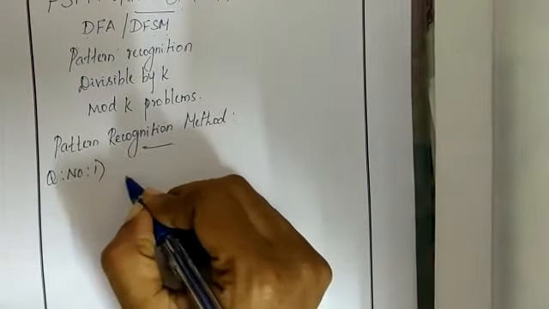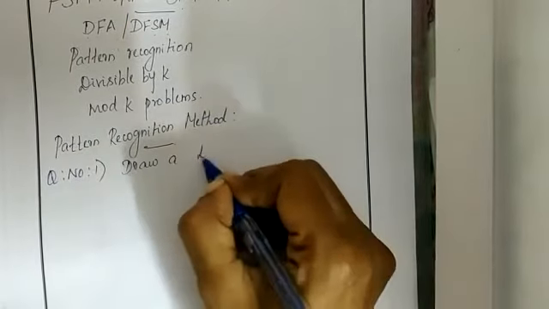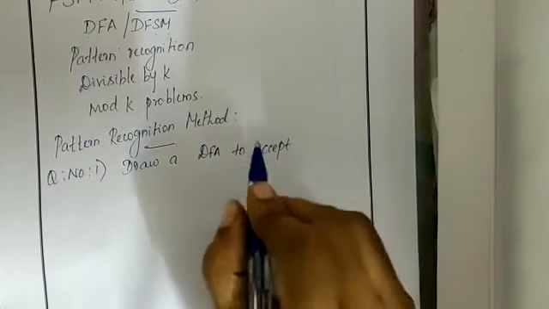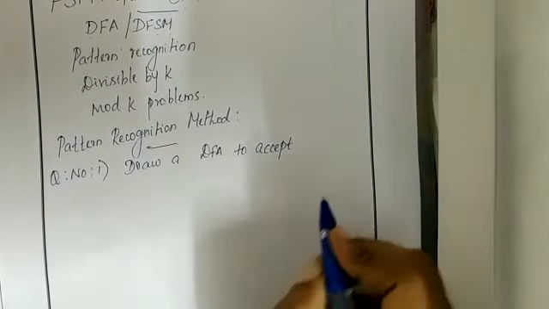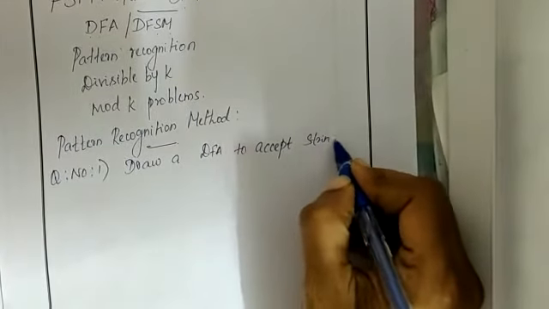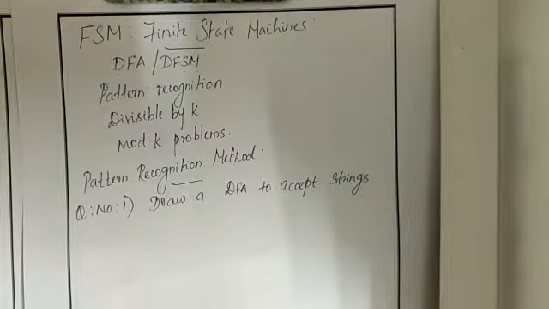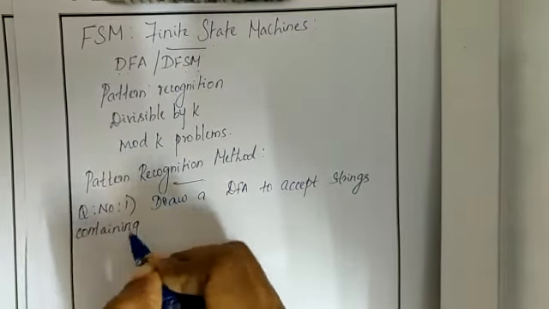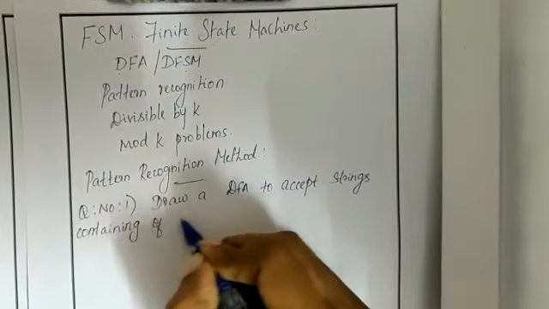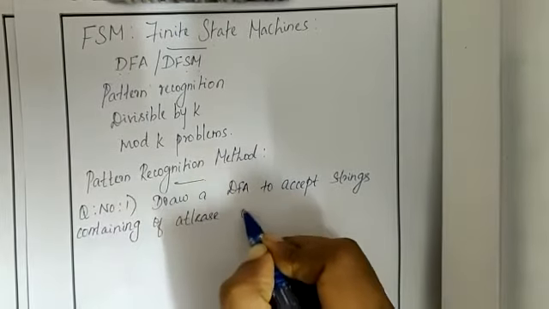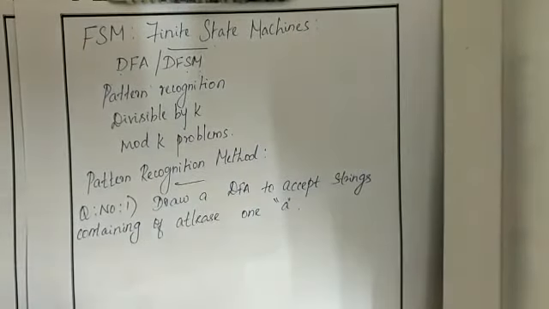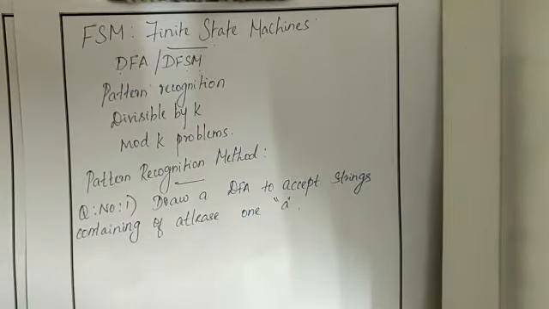So your question will be, draw a DFA to accept strings containing at least 1A. Okay, so you'll be having questions like this.